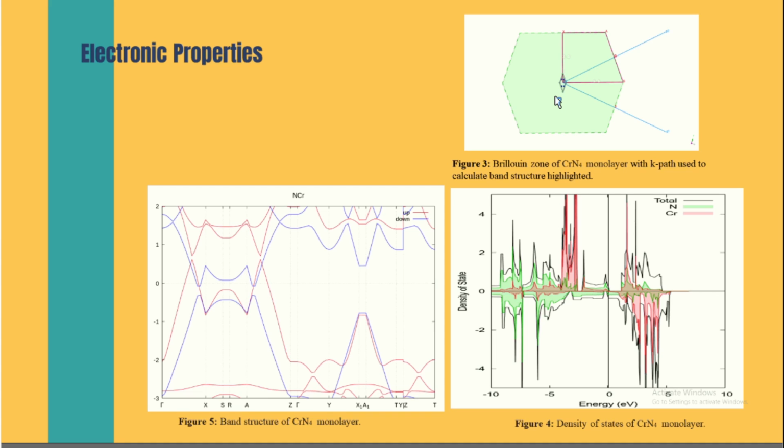In addition, from the band structure, there are band crossings along the high symmetry line gamma to X, above the Fermi level for the spin up channel, presented here in figure 5 by red color. And the same for the spin down channel, represented here by blue color.